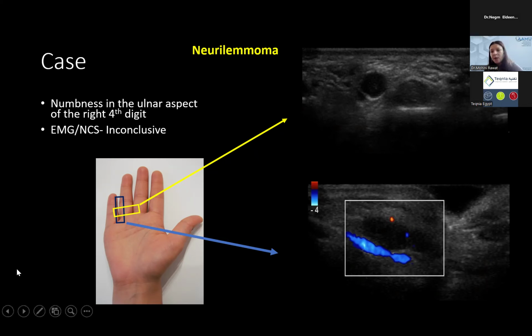So this is the value of ultrasound, where the typical sites where we look for entrapment are not really answering your question, and you don't see the evidence of focal entrapment. You have to move a little bit proximal and distal over the segment of the nerve, and then see maybe there is some other pathology which can sometimes mimic entrapment syndromes.